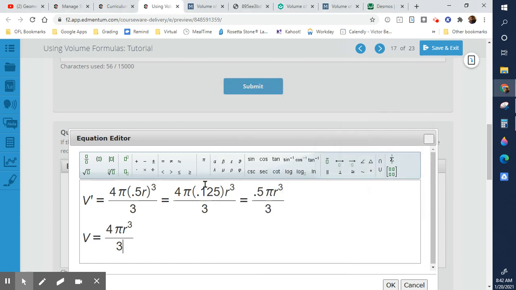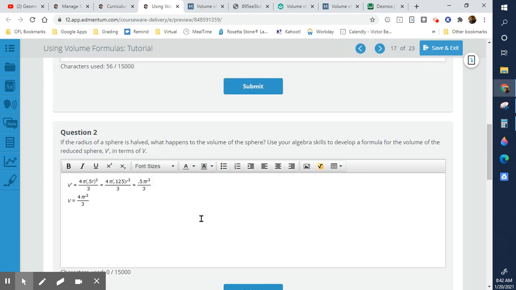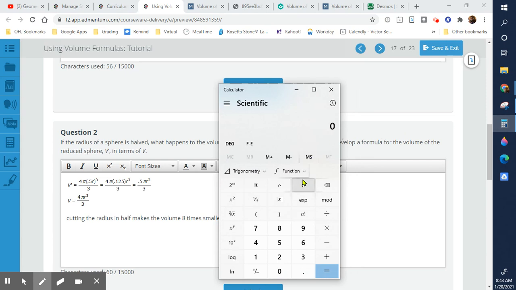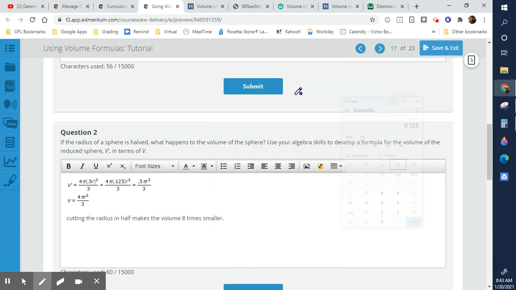And I guess you could have seen that by this formula right here. So let me plug this in. We're going to say that cutting the radius in half makes the volume 8 times smaller. And just to show you guys, instead of just believing me, first of all, just to prove it, 1 divided by 8 is 0.125.